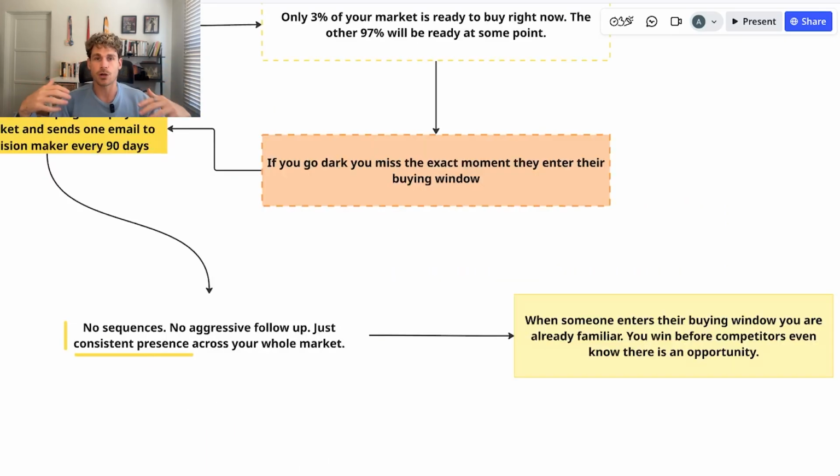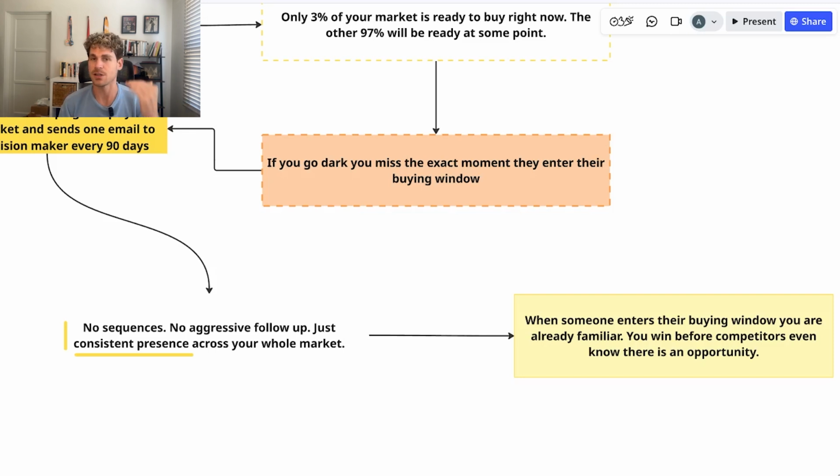Anyways, once you have the market map, we are not going to run a sequence-based campaign where you send them 3 emails over the course of 12 days. We are going to build a system. Say you have 100,000 people in your market. We're going to build a system that can send 100,000 emails every 90 days, and you're going to send 1 email to every participant in your market. You're going to refresh that every 90 days.